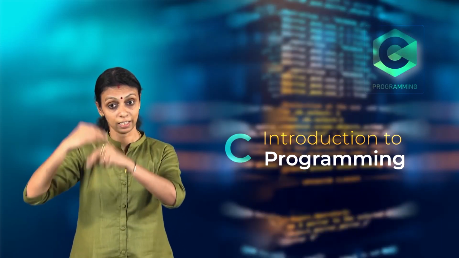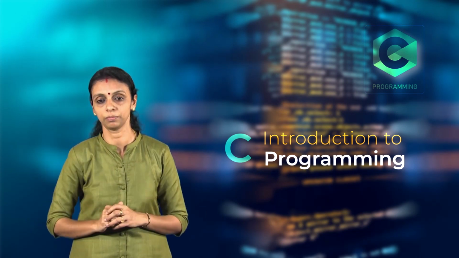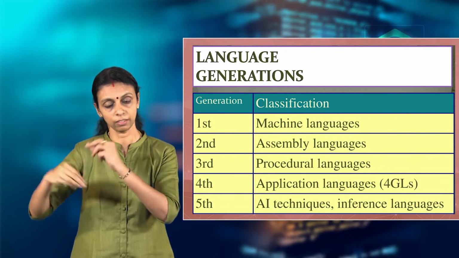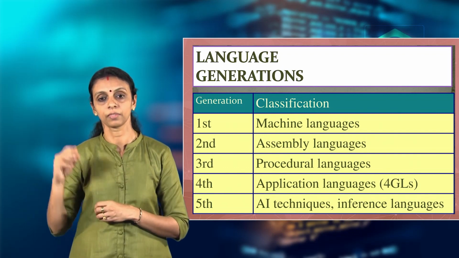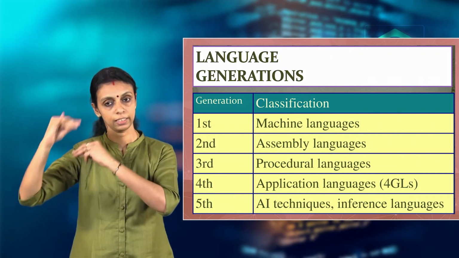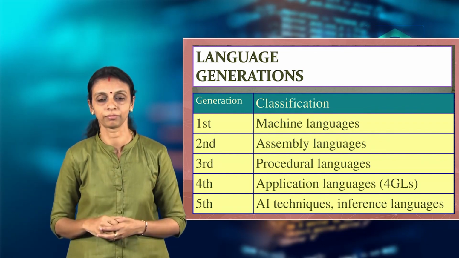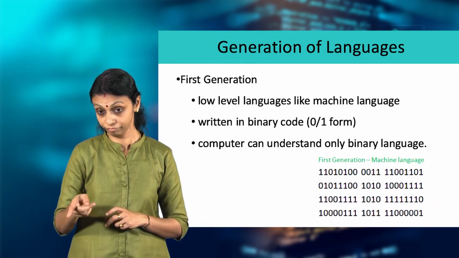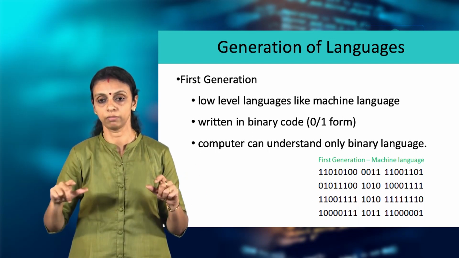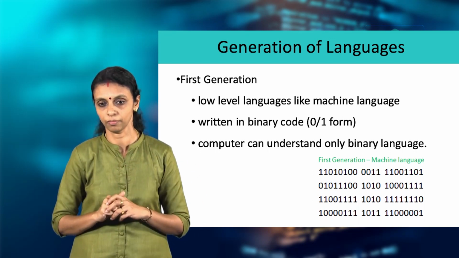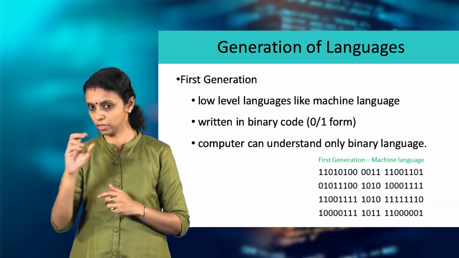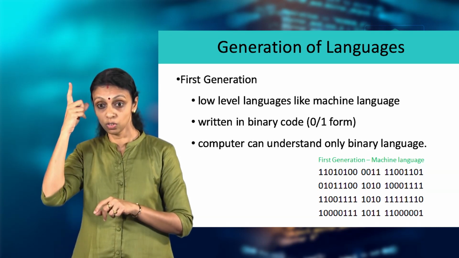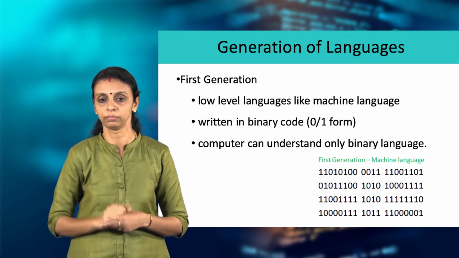Now, let us see generations of languages. There are 5 generations of programming languages. They are first generation, second generation, third generation, fourth generation and fifth generation. First generation languages. These are low level languages like machine language. The machine language statements are written in binary code, that is 0 or 1 form, because the computer can understand only binary language.